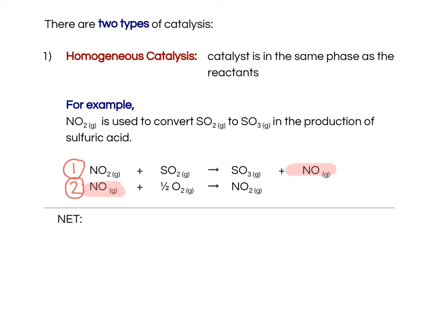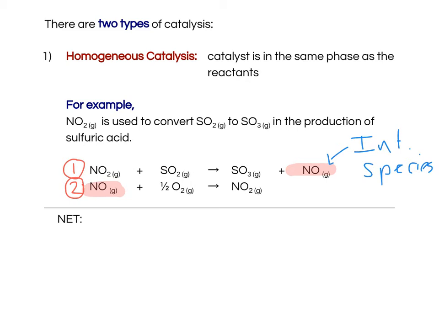Those are what we call intermediate species. They're neither reactants nor products in the overall reaction, but they appear in the middle. So again, NO in this case is what we call an intermediate species, and that's because we make it and then we use it in a subsequent step.